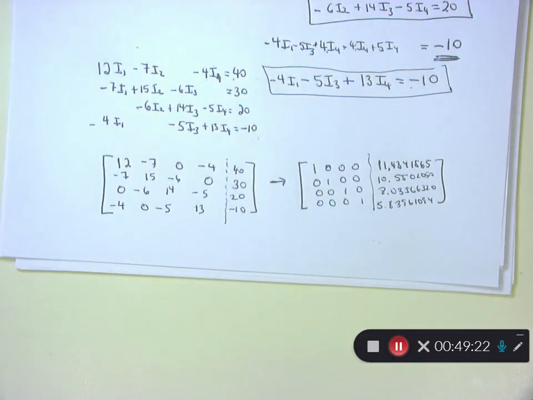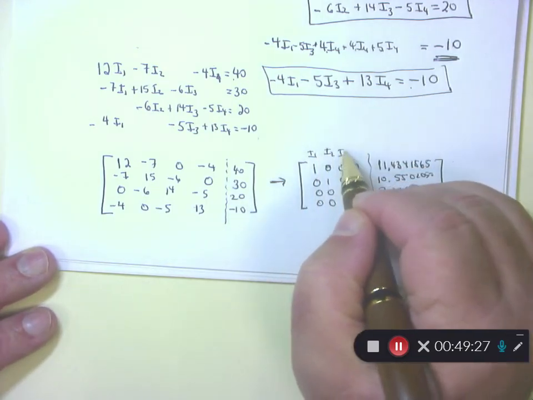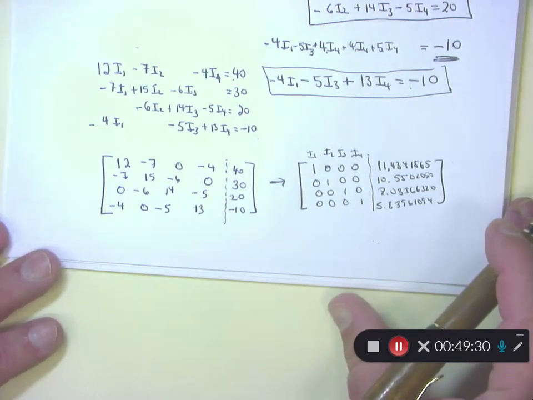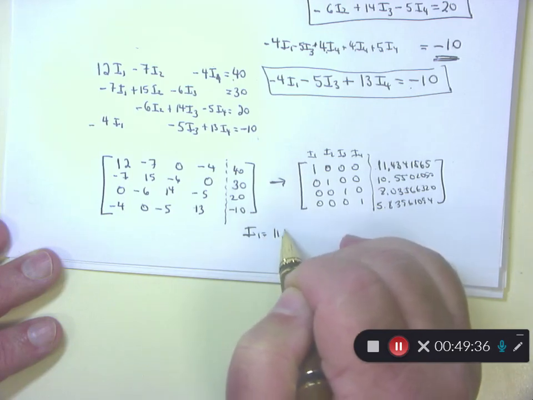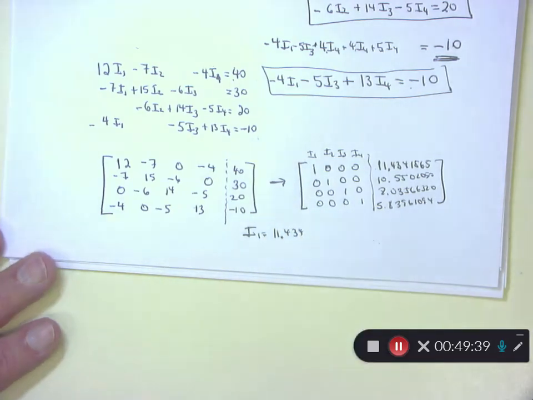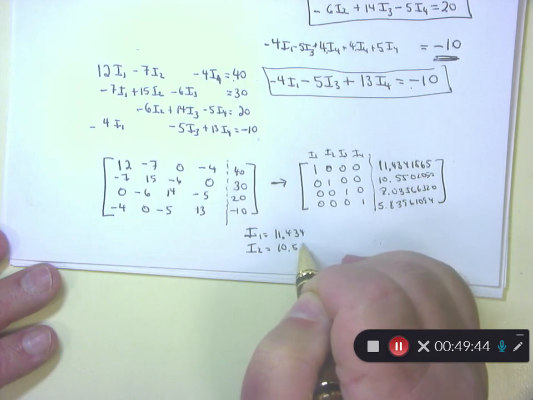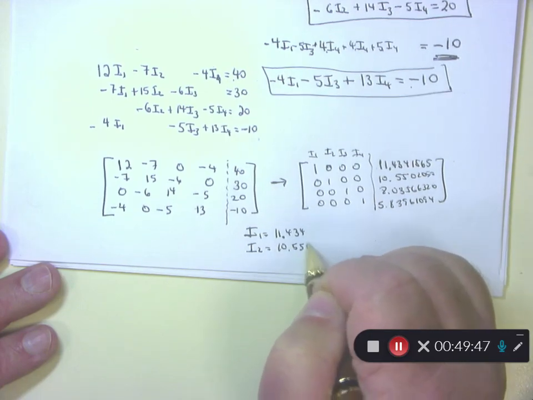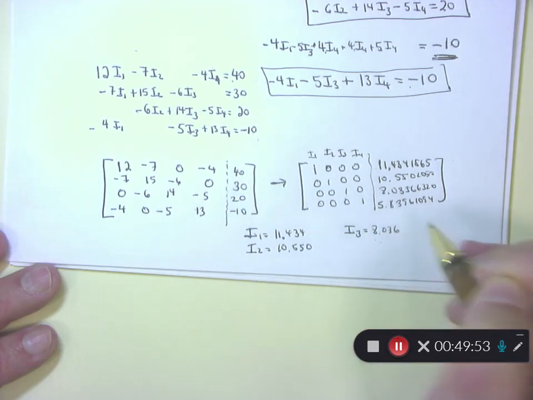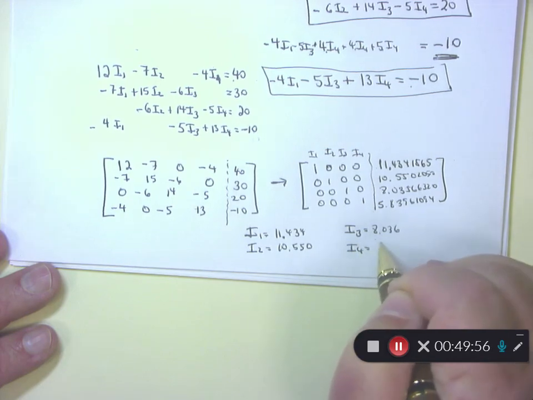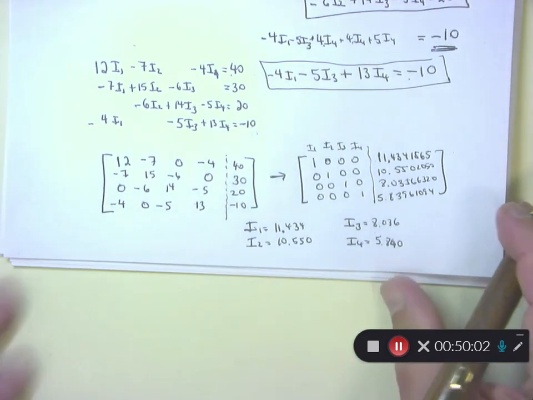What is this telling me? This represents the currents I1, I2, I3, and I4, my unknowns, trying to figure out what the currents are. So I1 would be equal to 11.434, I'm just going to go 3 decimal places on this guy. I2 would be equal to 10.550. I3 would be equal to 8.036, down to 3 decimal places, and I4 would be equal to 5.840 actually, if you round it off to 3 decimal places. Right?